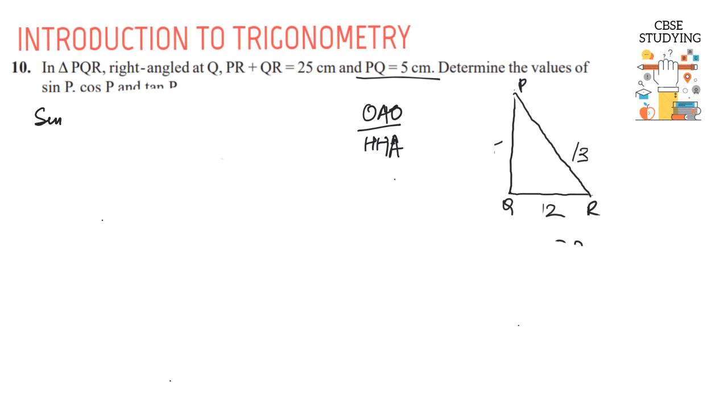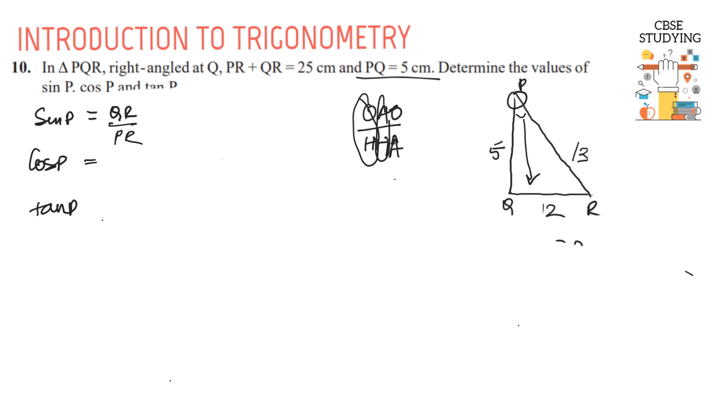So now I have sine P, cos P and tan P. So for P, what side is opposite? QR by PR. Why? Because for sine we have opposite by hypotenuse. For cos we have adjacent by hypotenuse. Which side is adjacent to P? PQ by PR. And tan P will obviously be opposite by adjacent. So opposite is QR by PQ.